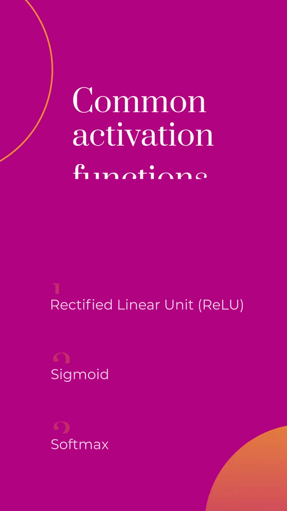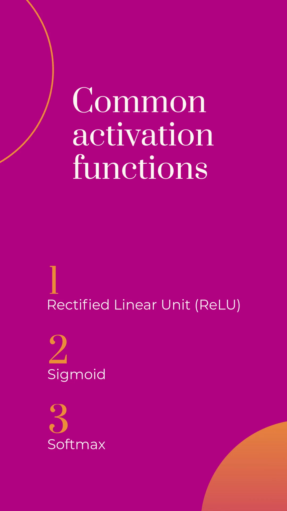Common activation functions include the rectified linear unit, or ReLU, which is efficient and widely used, the sigmoid function, which maps values between 0 and 1, and softmax, which is often used in the output layer for multi-class classification tasks.